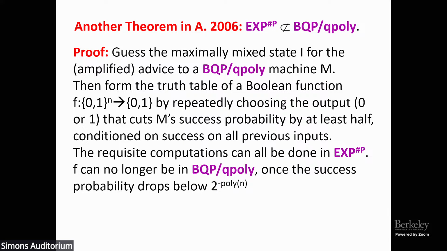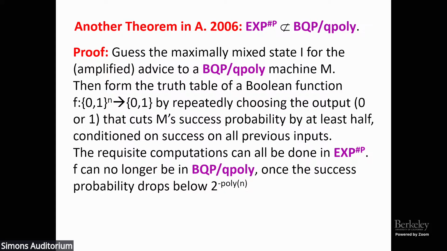Often in bounding the power of quantum advice, an extremely useful trick is to just guess the maximally mixed state in place of the quantum advice, right? If you don't know what the quantum advice is, you want to simulate it anyway, you just run your algorithm, but with the maximally mixed state in the advice register. I'm also assuming that we've done amplification to push down error probabilities so that they're very small. We can do that using polynomially many copies of our advice state.